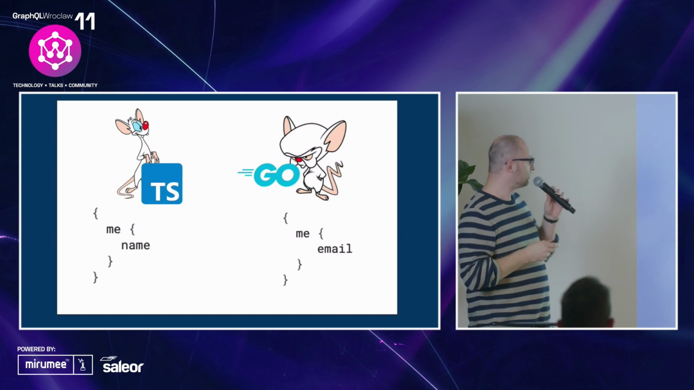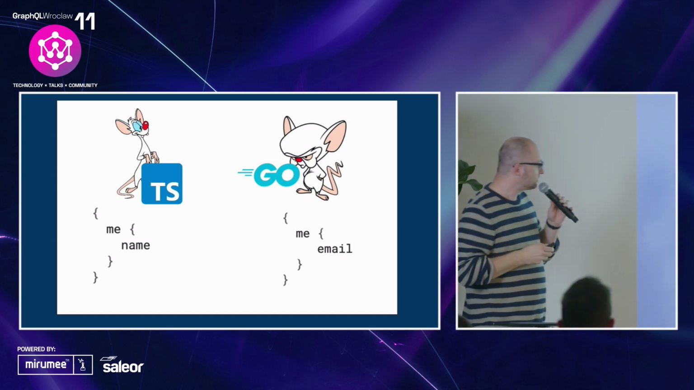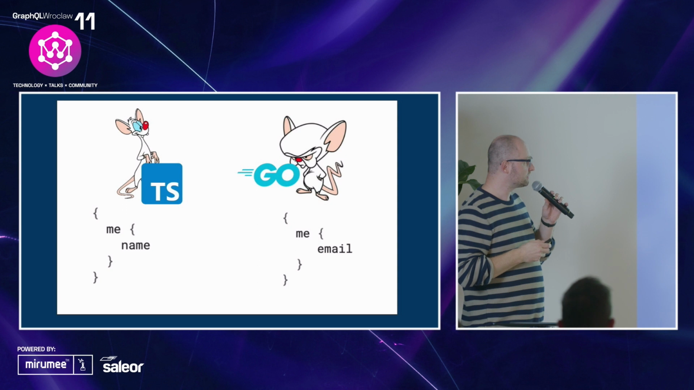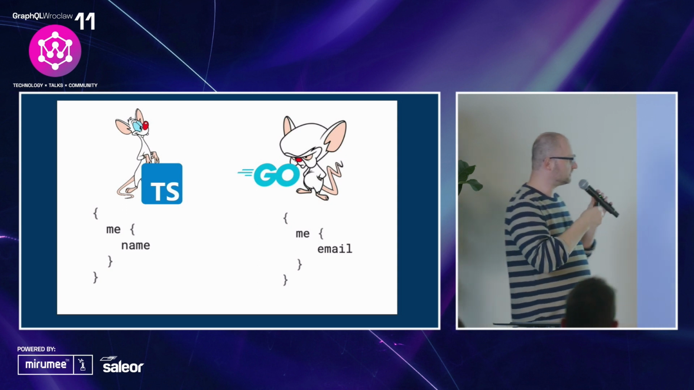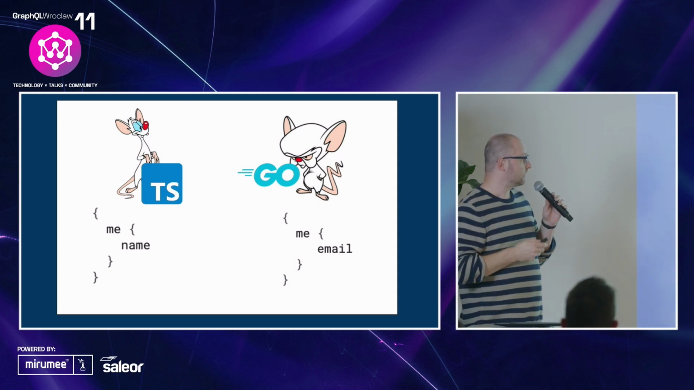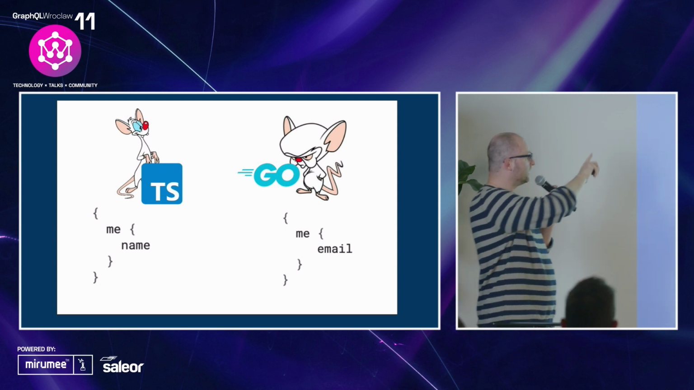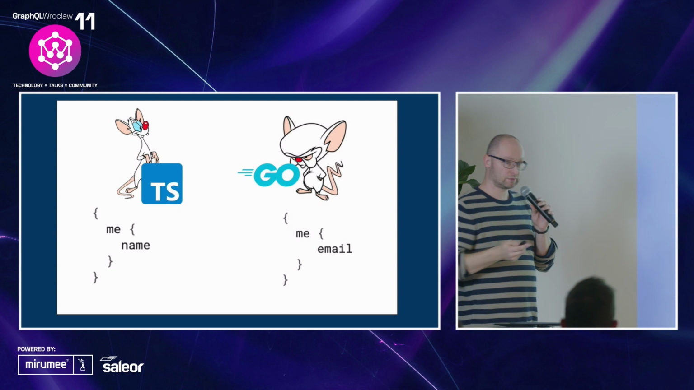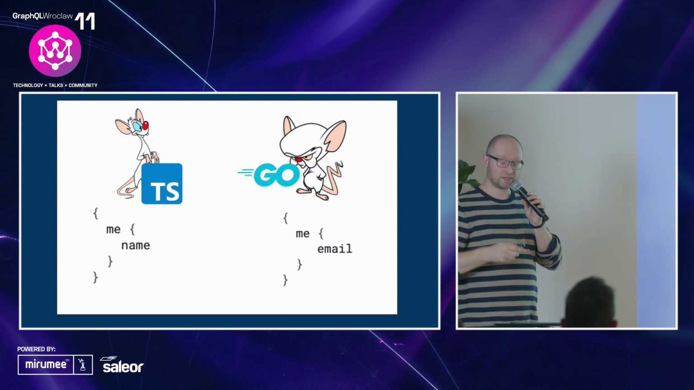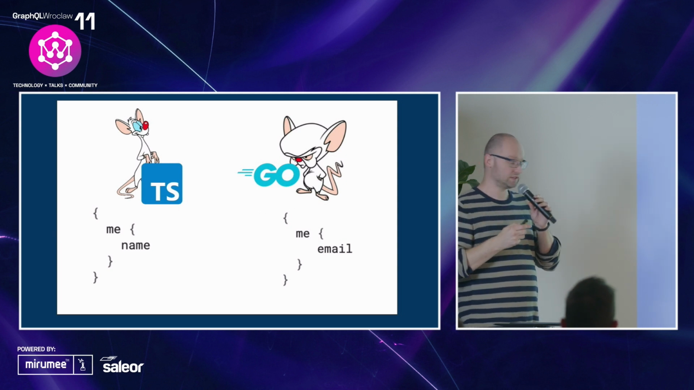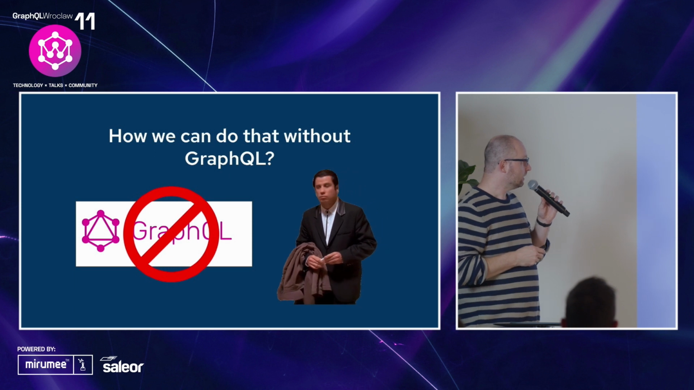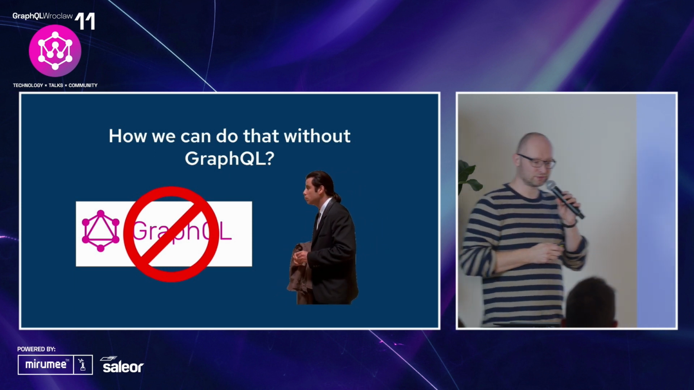Yeah, okay, so then what you're getting is that you're actually generating those different clients in TypeScript and Go. So this second user will have their Go client representing the query, and then the first user will have a TypeScript client representing the different query. So they get very personalized SDKs for each. So how can we do that without GraphQL?